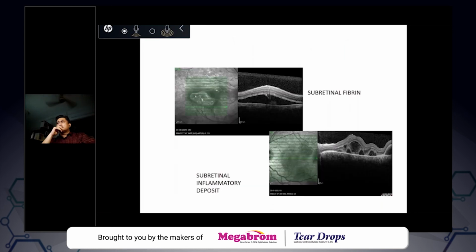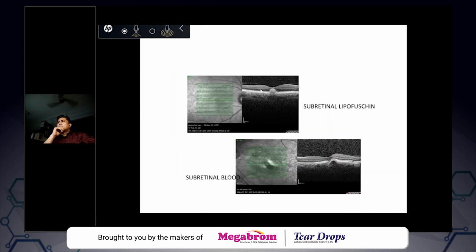So other causes for subretinal hyperreflectivity may be fibrin of CSR, or inflammatory cells of the leakage. You can see multifocal detachment here, inflammatory cells here, or subretinal lipofuscin-like material below the RPE, in a disease called adult vitelliform degeneration or Best disease.